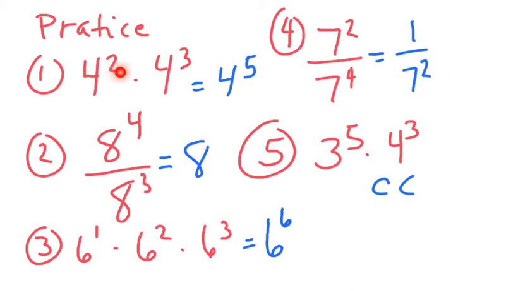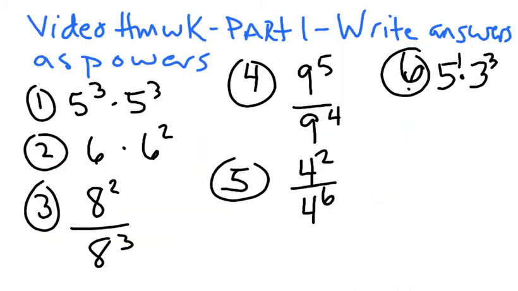Number one, I just went 2 plus 3 is 5, 4 to the 5th. Number two, I said 4 minus 3 is 1, 8 to the 1st, which is just 8. It would have been okay if you put 8 to the first, it would still be right. Number 3, I said 1 plus 2 plus 3 is 6. Number 4, I said 2 minus 4 is negative 2, so I need to put it on the bottom and change it to positive 2 and put 1 over it. Number 5, I can't combine because they're not the same base.